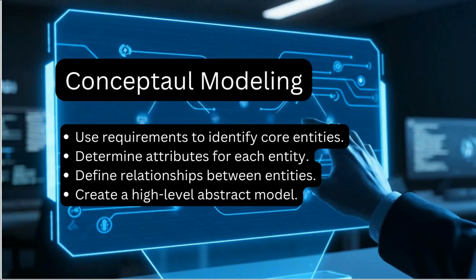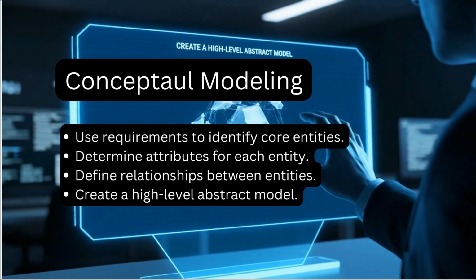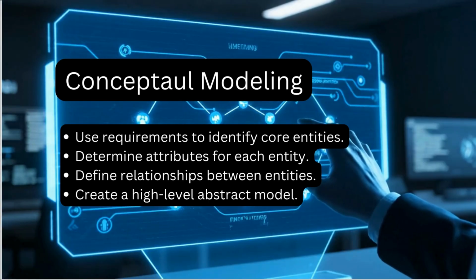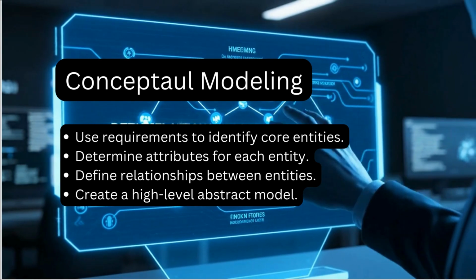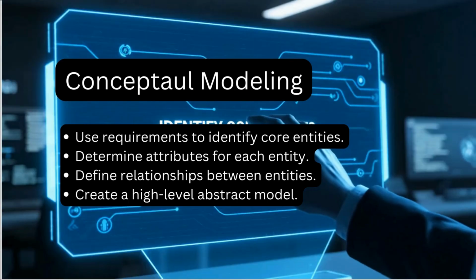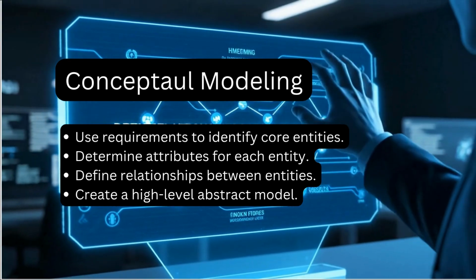Conceptual modeling is basically the architect's first napkin sketch. It's high level, it's abstract. We're just identifying our main players, our entities, like students and courses, and drawing simple lines to show how they connect. A student can enroll in many courses, right? That's a classic one-to-many relationship. We are not worried about code or specific data types at all yet. We're just focused on the big ideas.